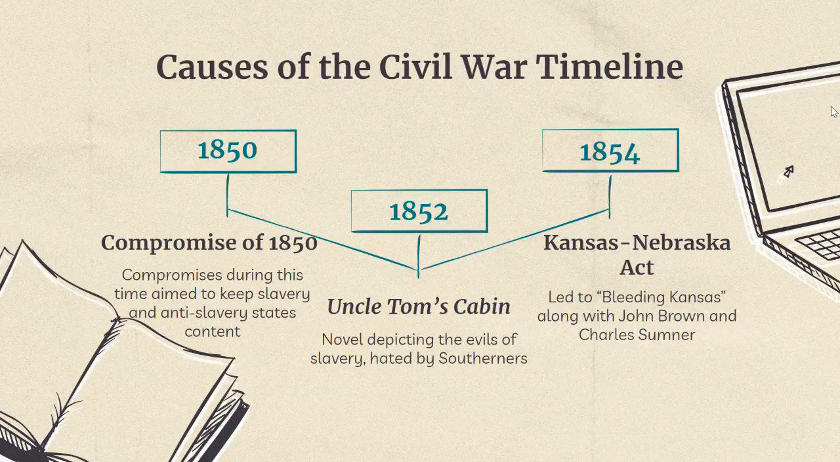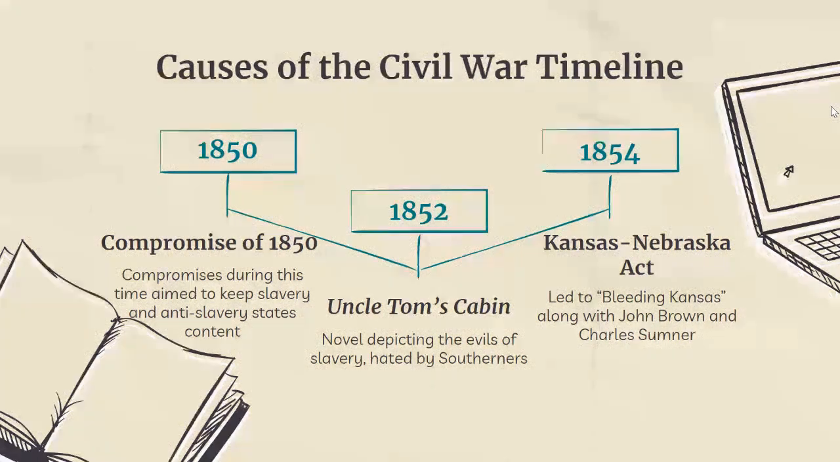It aims to keep not necessarily just the same number of free and slave states in the North and South, but the tension between the North and South over slavery has been growing over this time. And the Compromise of 1850 helps keep the Union together instead of really a civil war. Of course, we know the Civil War is on the horizon. If anything, this delays that.